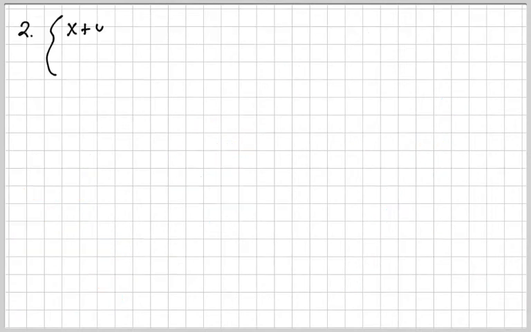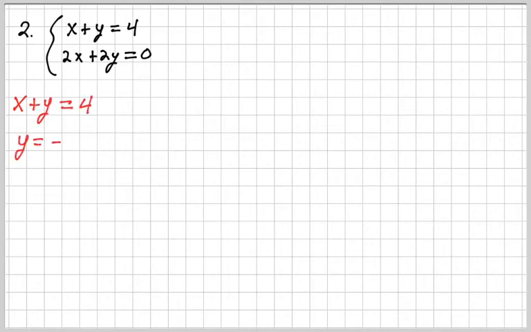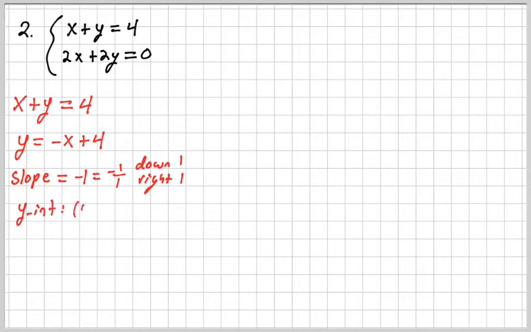Let's say we have x plus y is equal to 4, and 2x plus 2y is equal to 0. I'm going to take the first equation, and we're going to solve it for y to get it in mx plus b form. So y equals negative x plus 4, so we subtracted x from both sides. Okay, your slope is going to be equal to negative 1, which is negative 1 over 1, so you're going to go down 1 and right 1. The y-intercept is going to be 0, 4.